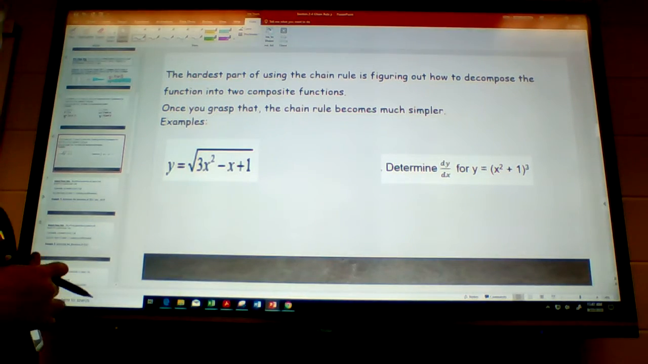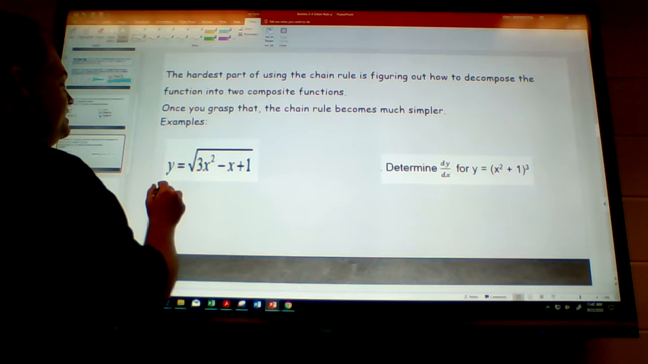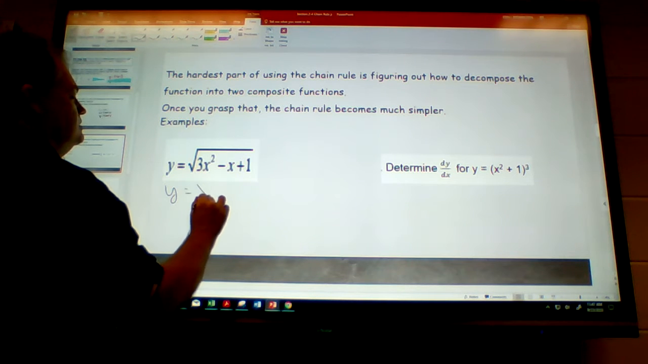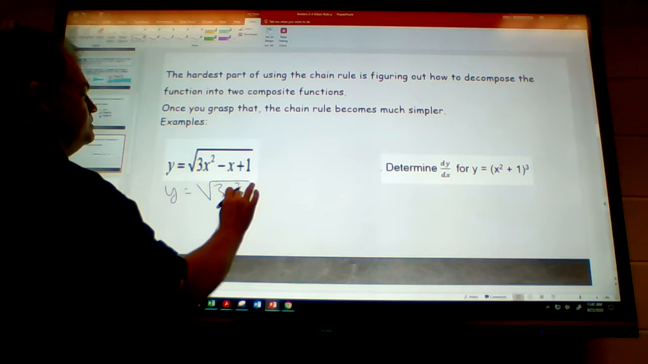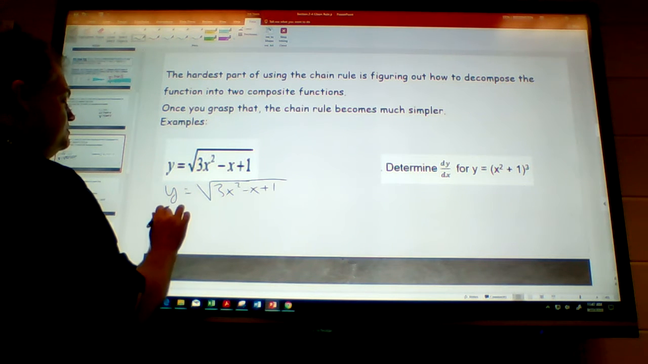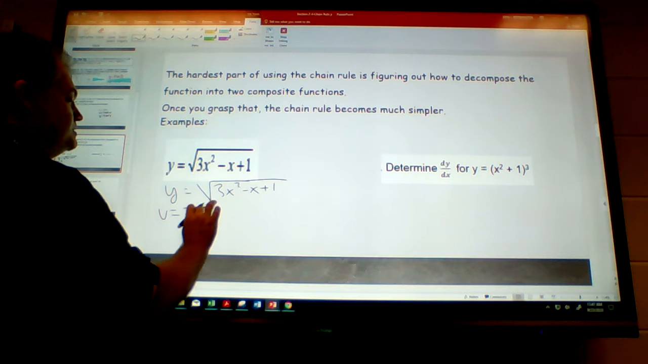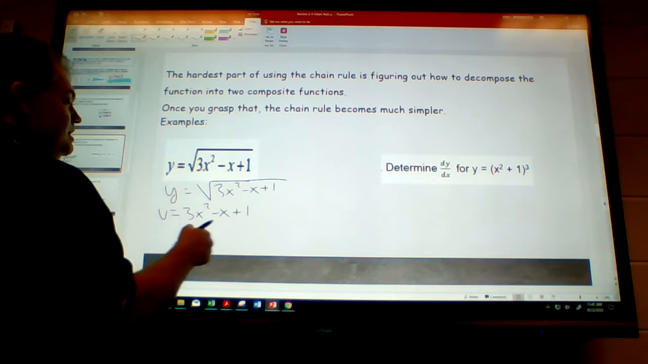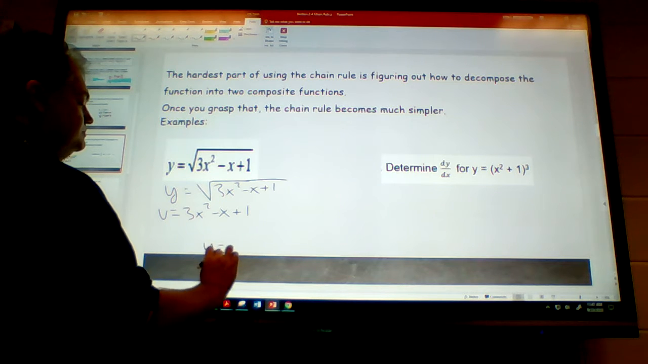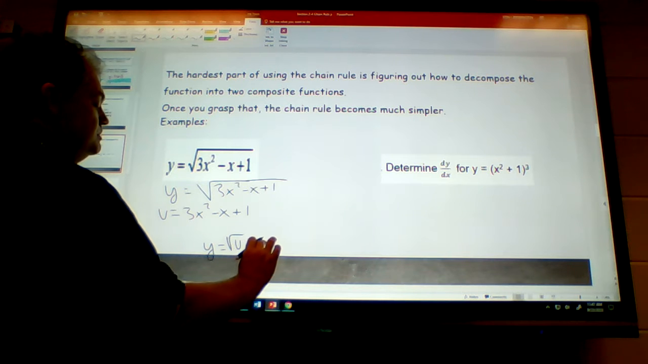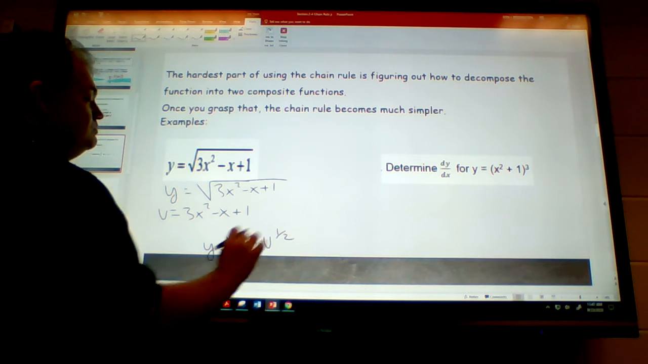Now let's do another one. This time we're going to substitute. We've got y equals, and it's not really clear right here, so I'm going to rewrite this. y equals the square root of 3x squared minus x plus 1. I'm going to substitute u equals 3x squared minus x plus 1, and then we'll get y equals the square root of u, which is u to the 1/2.